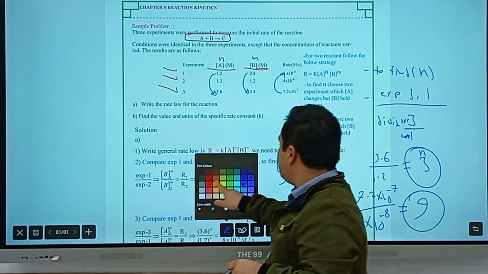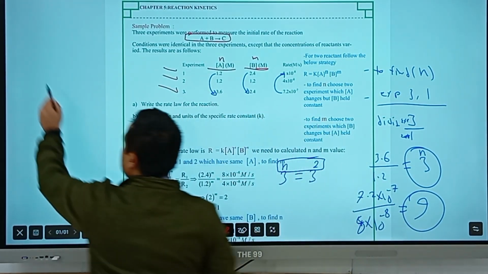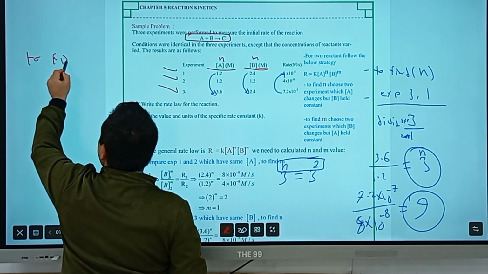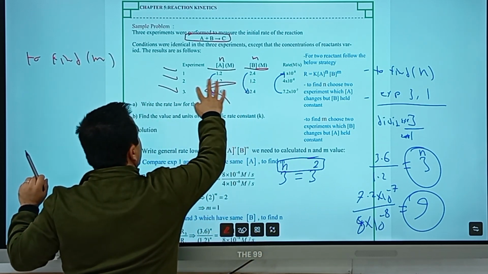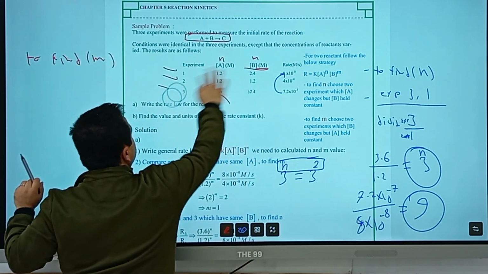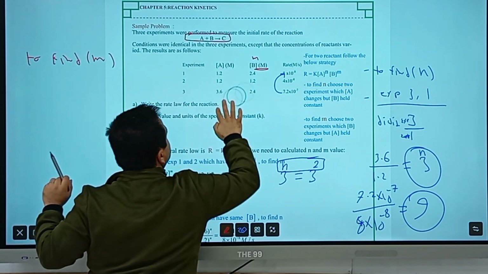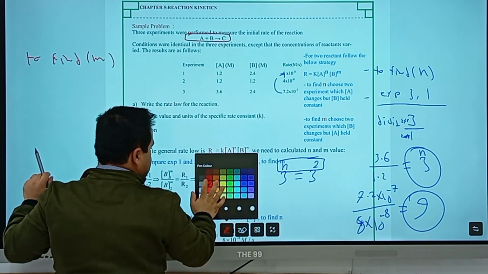Let us calculate m. To find m, which two experiments can be used?